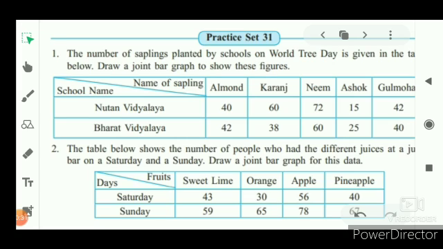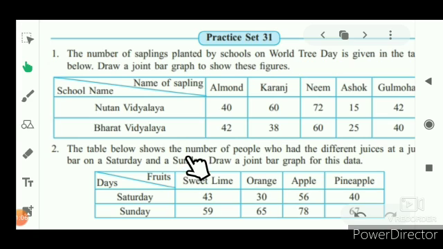The very first question is: the number of saplings planted by schools on World Tree Day is given in the table below. Draw a joint bar graph to show these figures. The number of saplings is given for almond, karanj, neem, ashok, and gulmohar, planted by different schools, Nutan Vidyalaya and Bharat Vidyalaya, and we have to draw the graph of this.